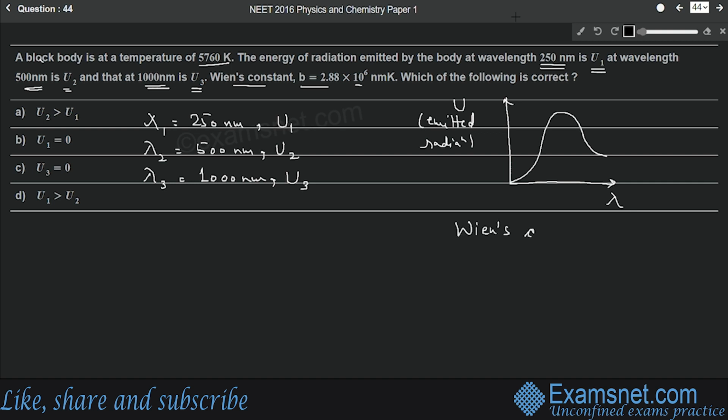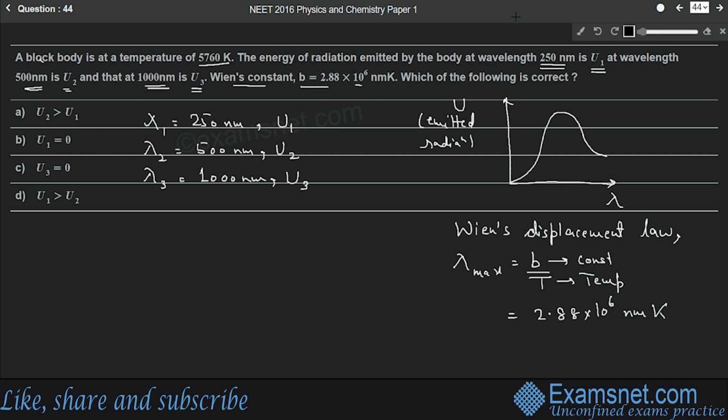According to Wien's displacement law, the maximum wavelength lambda max is equal to B upon T, where B is the Wien's constant and T is the temperature. Both these values are already mentioned in the question. The Wien's constant is given as 2.88 into 10 to the power 6 nanometer Kelvin, and temperature is given as 5760 Kelvin. So on solving this, we'll get 500 nanometer. That means the maximum wavelength is 500 nanometer.